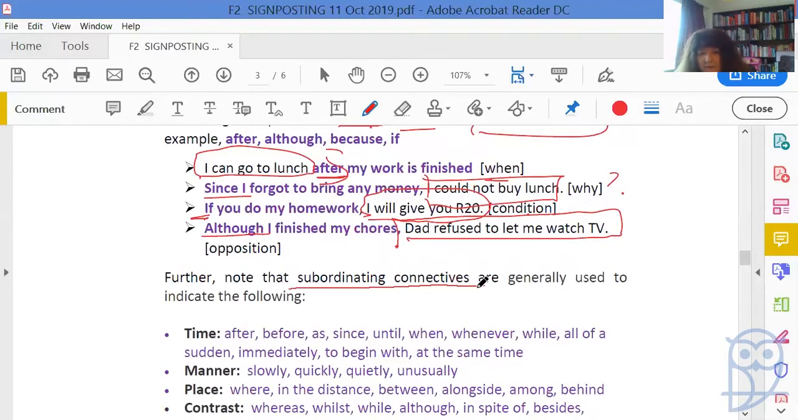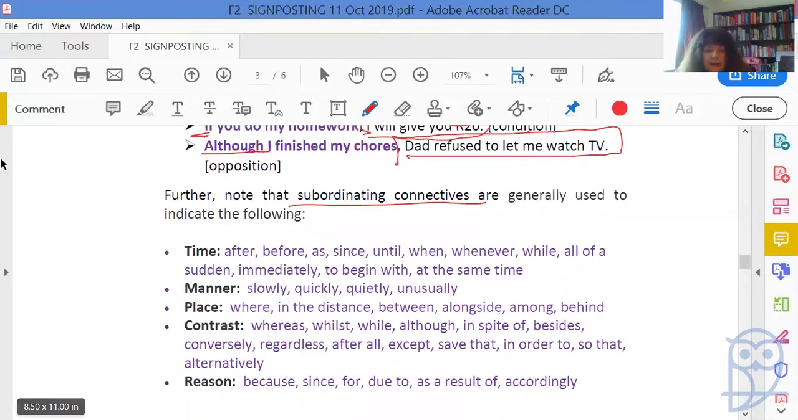subordinating connectives are generally used to indicate time, manner, place, contrast, and reason. Okay, those things. They answer questions why, where, what.